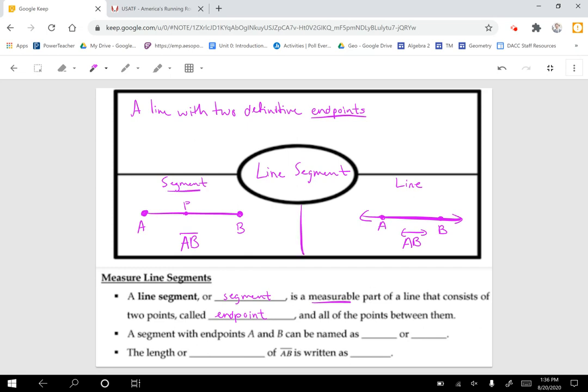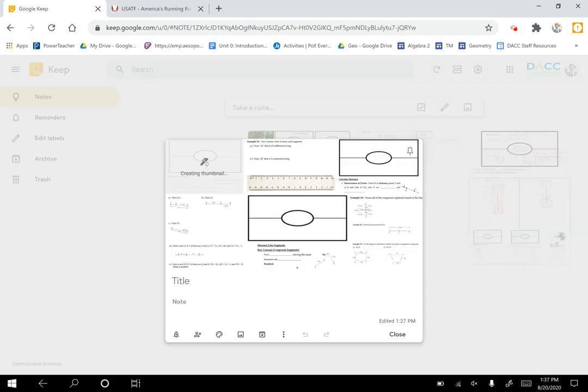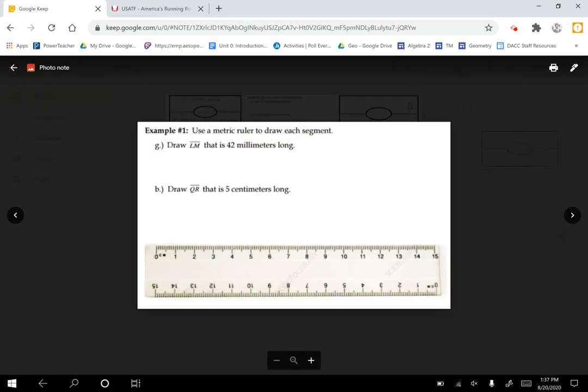So two different things. All right, next, a segment with endpoints A and B can either be named AB or BA, so you are allowed to switch the order. And the length or measure of this segment, we just write it as AB without the line on top. So if you're ever wondering, can I just write AB without a line on top? It is different than saying segment AB. It's actually talking about a calculation of the measure of AB. So important distinction there.